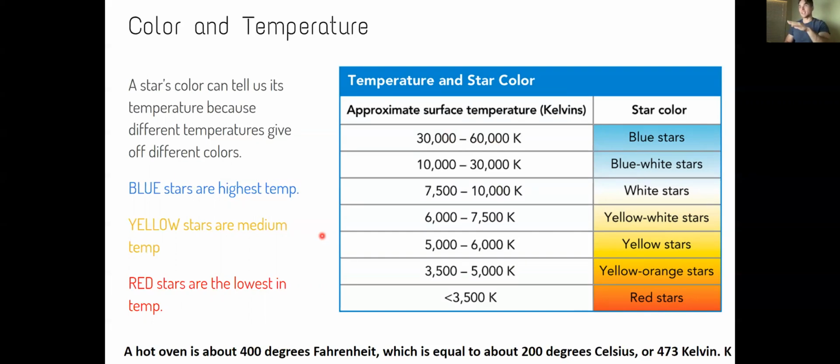Yes, our sun is like a yellow, orange, or a yellow star. We're towards the bottom, or the middle.